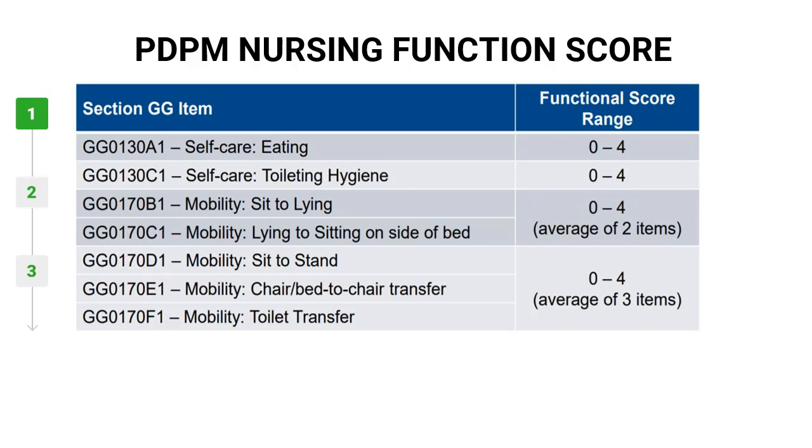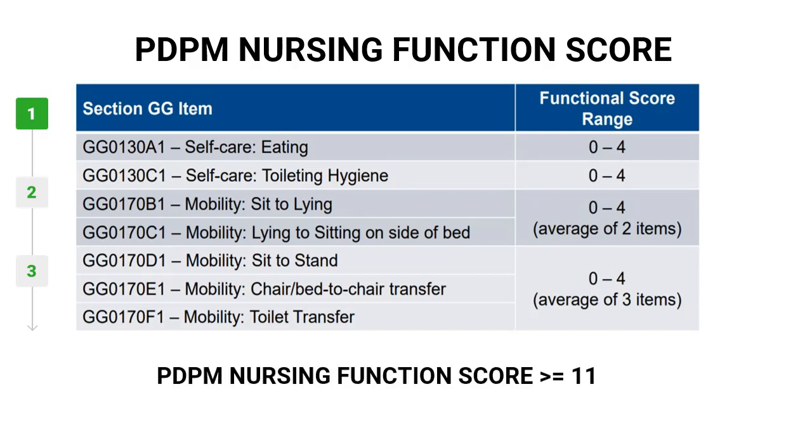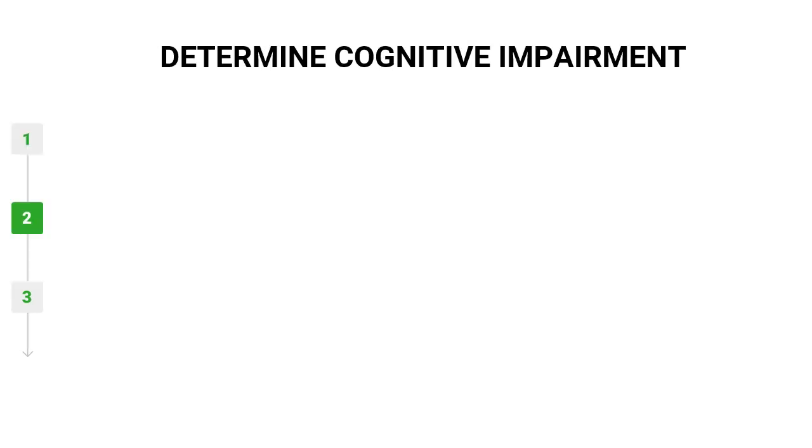Step 1. If the patient's PDPM nursing function score is greater than or equal to 11, go to Step 2. If the PDPM nursing function score is less than 11, the patient does not qualify for the Behavioral Cognitive Performance category. Step 2. Determine cognitive impairment.